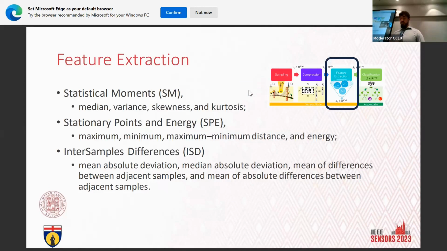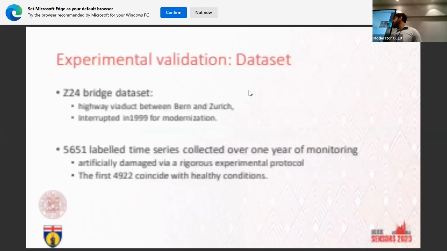For the feature extraction, we selected a feature set from the literature that is efficient for implementation on embedded systems. Those are 14 features that measure statistics about the coefficients, but I don't want to enter into the detail of this part. If you are interested, you can check the paper.